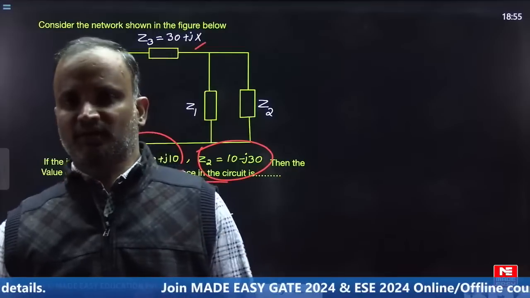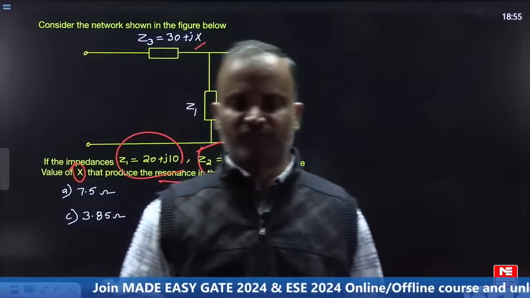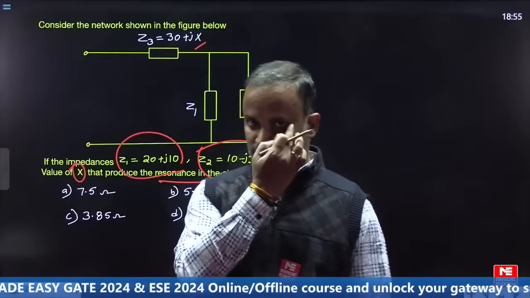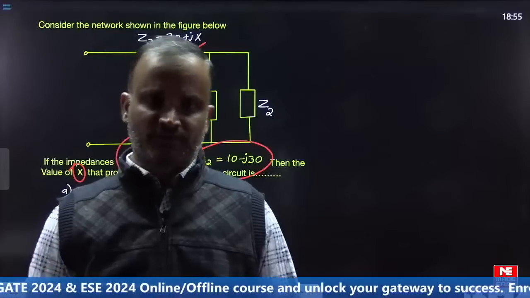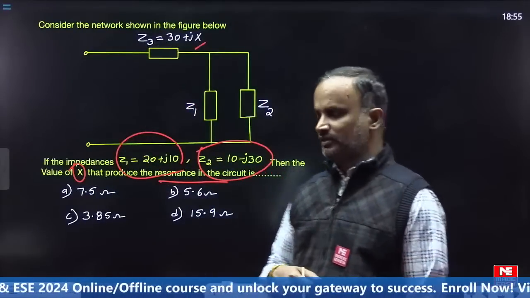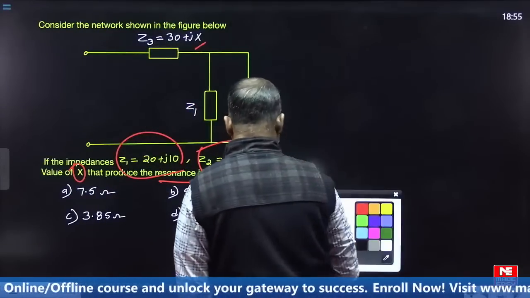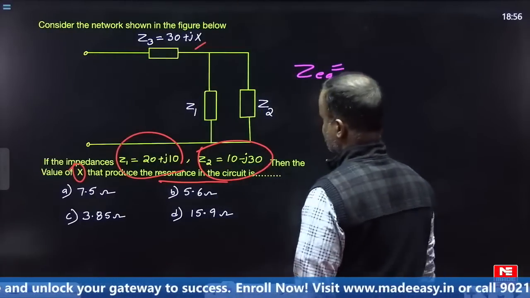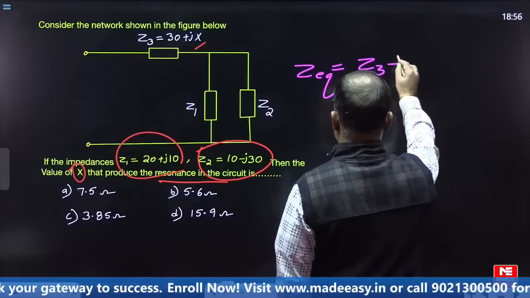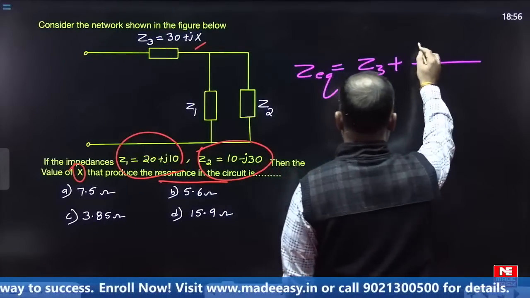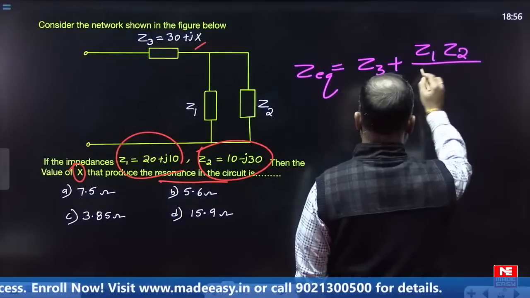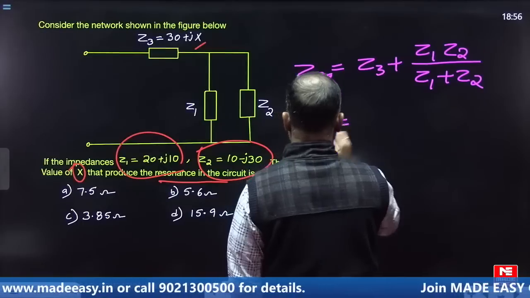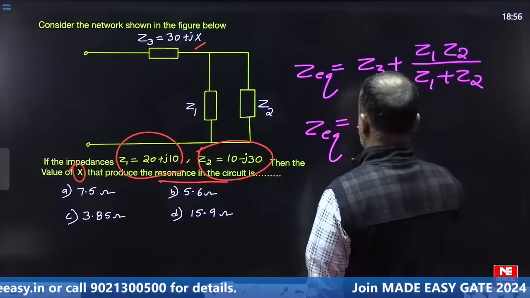At resonance, current is in phase with the voltage. In phase means at resonance the circuit behaves as resistive. If the circuit behaves as resistive, the imaginary part of the equivalent impedance is equal to 0. For this example, first find the equivalent impedance. We can write this with Z3. Z1 and Z2 are connected in parallel. In the data itself, Z3 is given as 30 plus Jx.